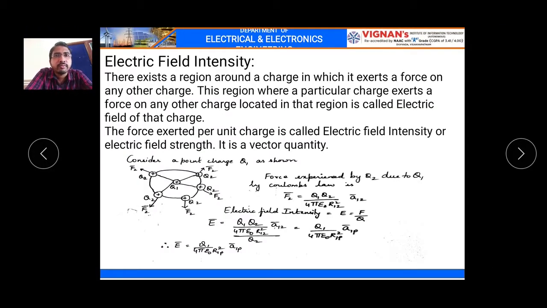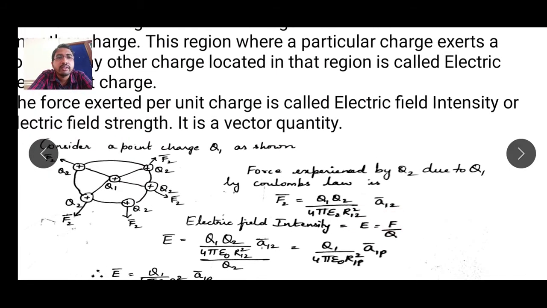Next, coming to electric field intensity. See, there exists a region around a charge in which it exerts a force on any other charge. It is nothing but electric field only. In electric field, every charge will have a force of attraction or repulsion on every other charge. Like that, the force exerted per unit charge is called as electric field intensity or electric field strength. It is a vector quantity. The force per unit charge, F by Q, is called as electric field intensity.